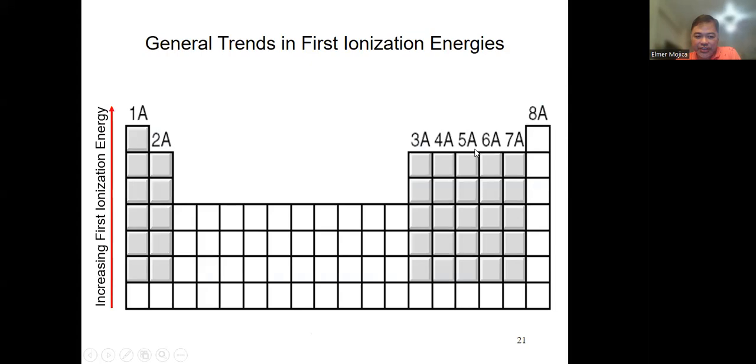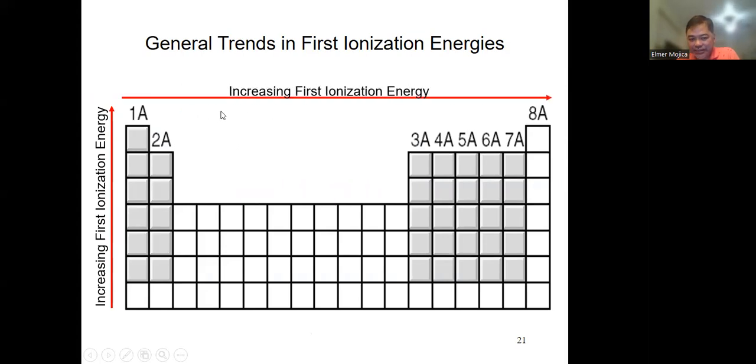So if you're going to look at the trends here, there's an increasing ionization energy pataas kasi lumiliit siya. And then an increasing first ionization energy left to right kasi lumiliit siya.